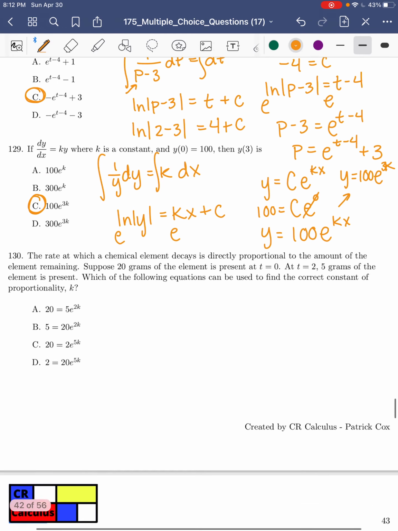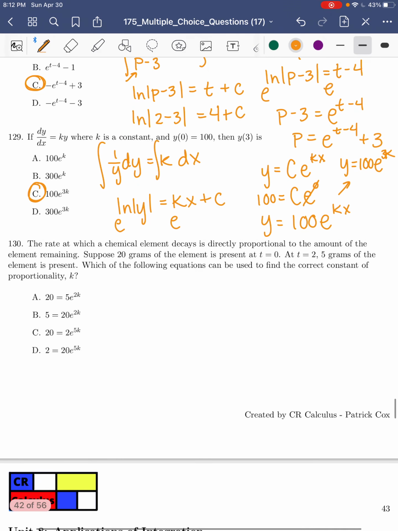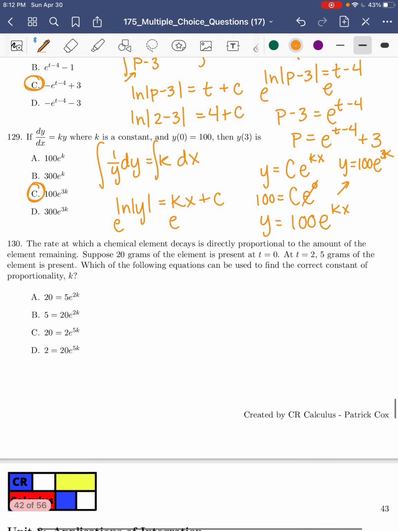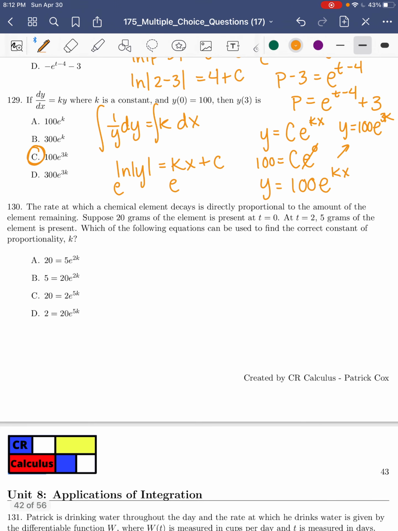Alright, on 130 on my answer key, I just put a question mark, so I'm not going to embarrass myself and try to do this on this video, since this is the last problem. I'm going to try to figure it out, so if you ask me in class, hopefully I'll have the answer. But that's it for Unit 7.